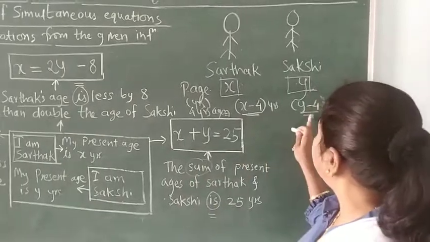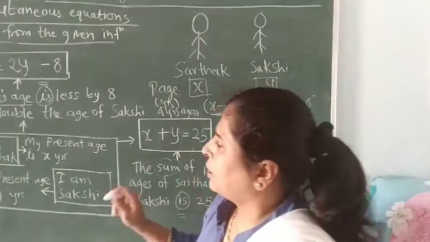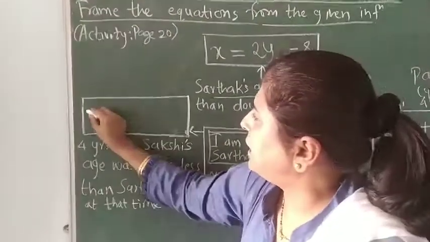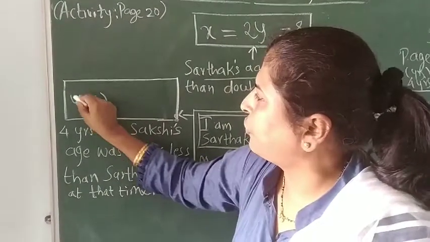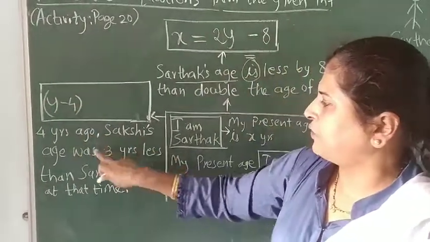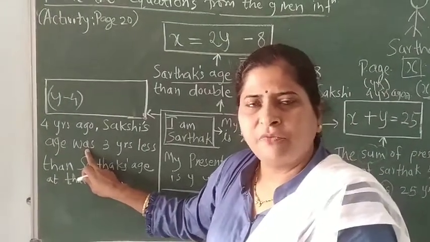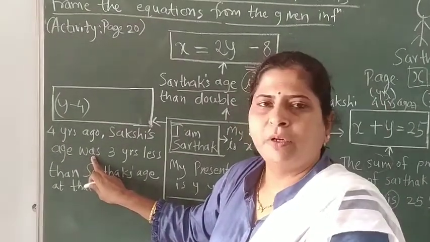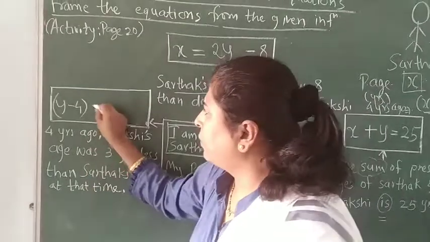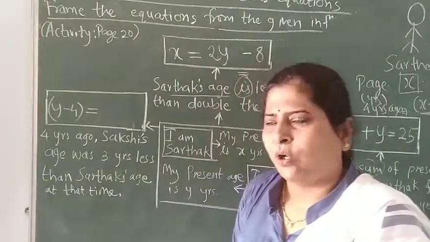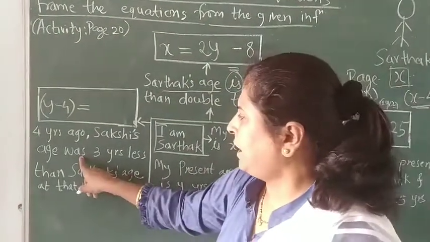What is Sakshi's age? It is y minus 4. So let's write Sakshi's age: y minus 4, the age of Sakshi 4 years ago was. Now here, instead of "is", we have the to-be verb "was", but it will work as an equal to sign. Instead of "is", it is "was".